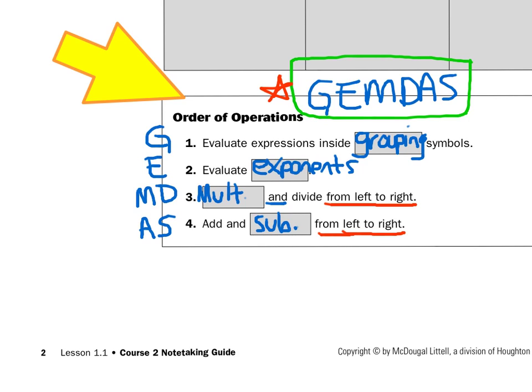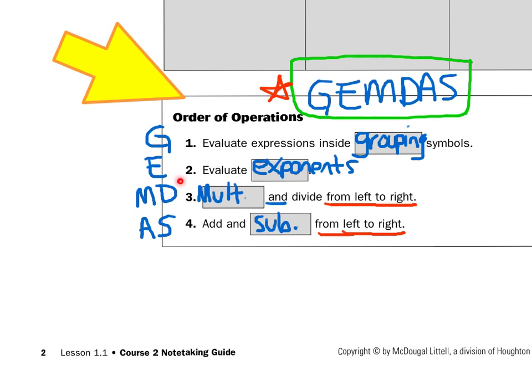Order of operations tells us exactly how to do a problem, and a fun way to remember it or to memorize it is using GEMDAS. G-E-M-D-A-S. Now each letter has a meaning. The G is the first letter, and that's what we do first. We always evaluate expressions inside grouping symbols. And then the second thing we're going to do are the exponents, the E. So we're going to evaluate any exponents that we see in the problem.